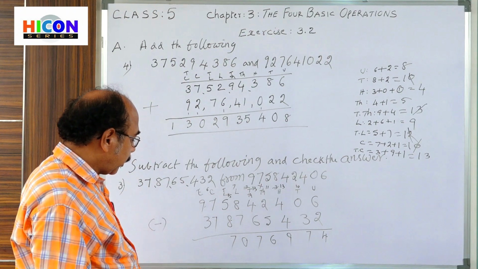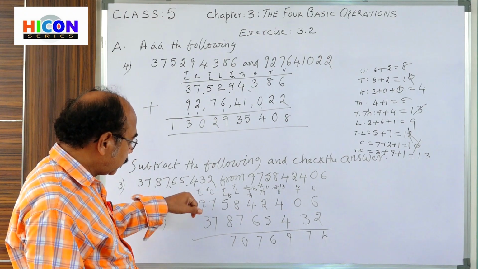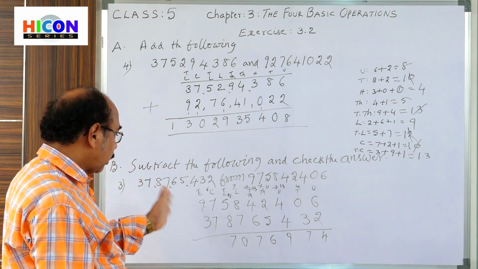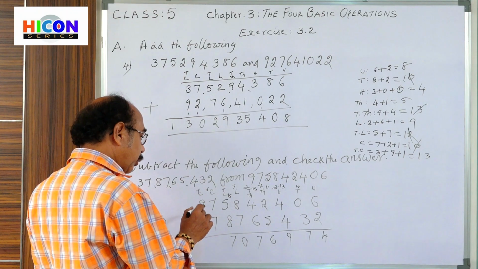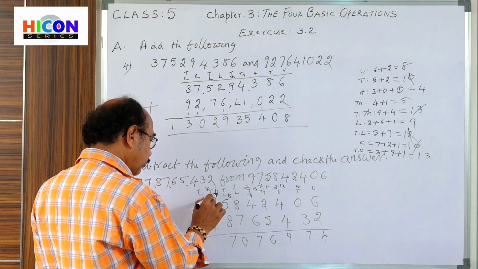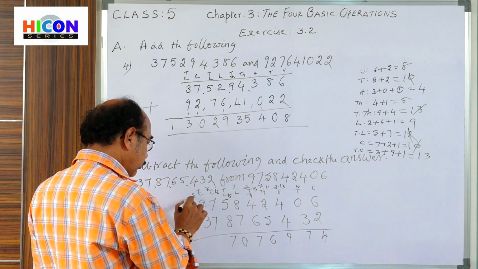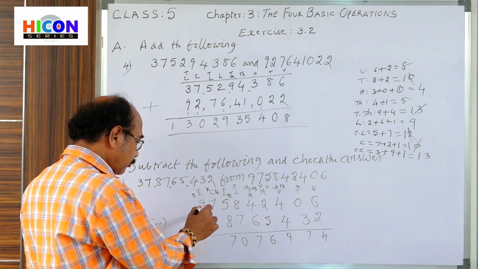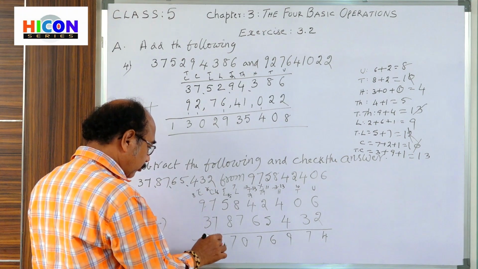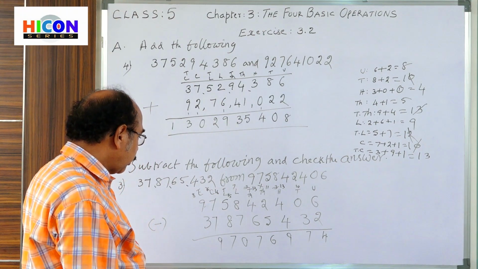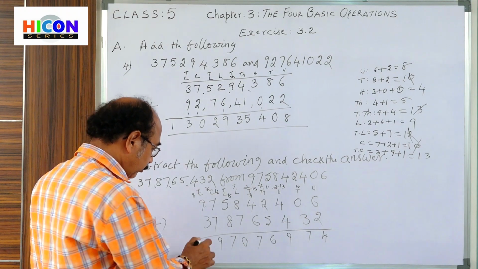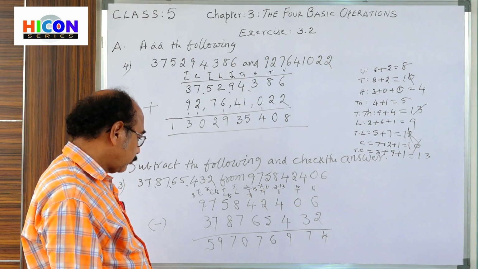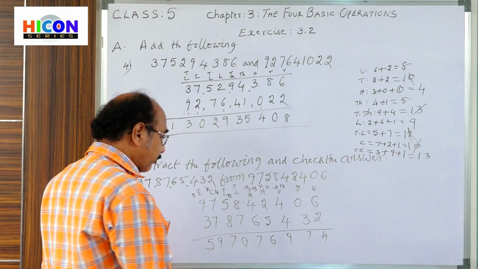Here what is there? 6 is there. We cannot subtract 7 from 6. So ask borrow. If you take borrow, 6 becomes 16 and 9 becomes 8. Now 16 minus 7 how much? 16 minus 7 is 9. Now here 8 is there, 8 minus 5, 3. So this is the difference.